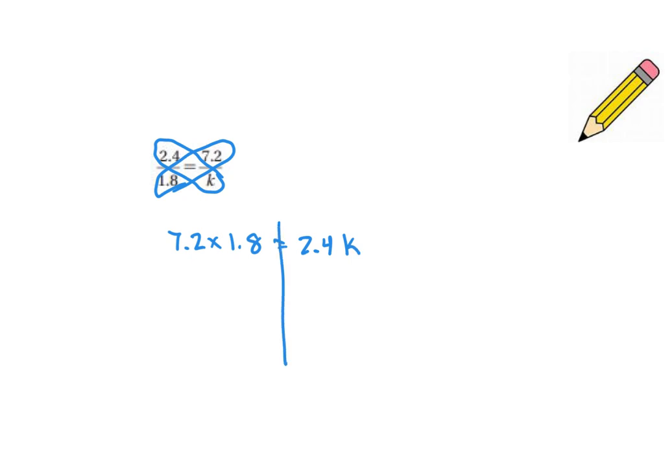So now when we solve this, we get 12.96 equals 2.4k. Divide both sides by 2.4. The 2.4's cancel, leaving you with just k. And 12.96 divided by 2.4 is 5.4.